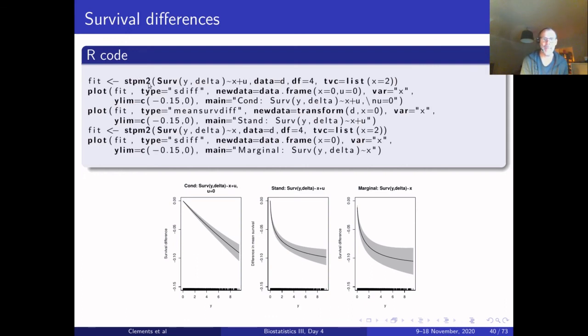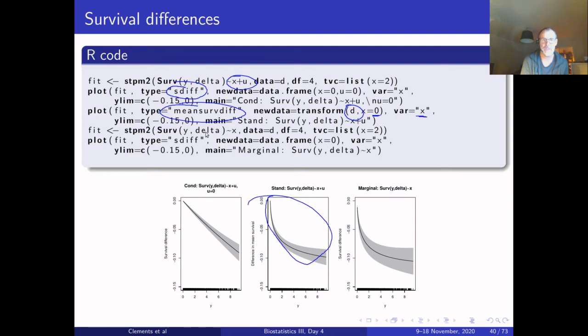We can do this in STPM2. These are survival differences. Actually, these are conditional, so this is X plus U. Here we're looking at survival differences, conditional, and we get this sort of straight line. We can also do mean survival differences, where new data is the original data, setting everyone to being unexposed, and then we increment the X here. And then this shows this nice pattern.